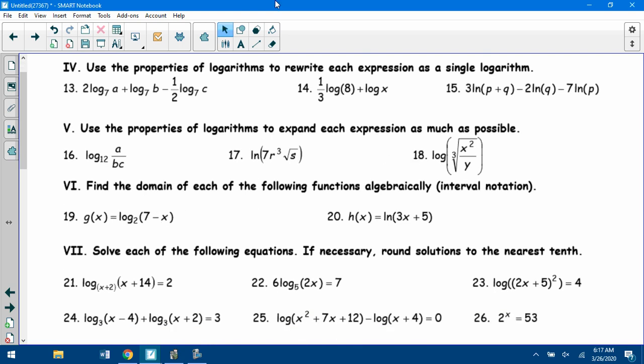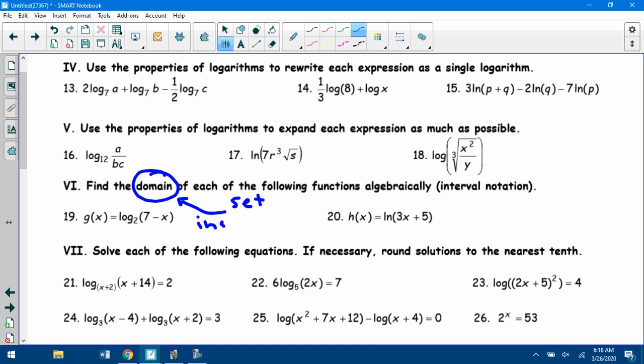Domain, when it says domain, this has come up in the homework a couple times now. What does that mean? Remember, domain means what's allowed inside a log, and we always reject logs that are negative or 0. So set inside greater than 0 if I ask for the domain of a log.